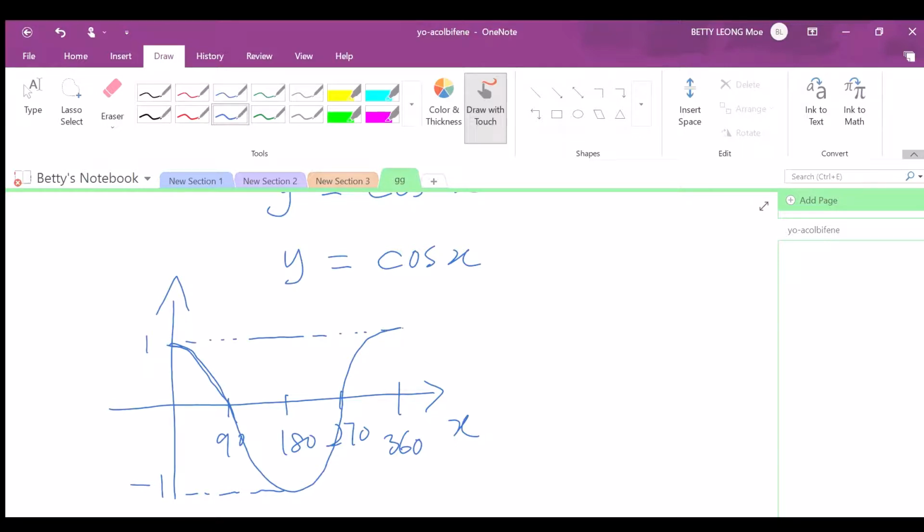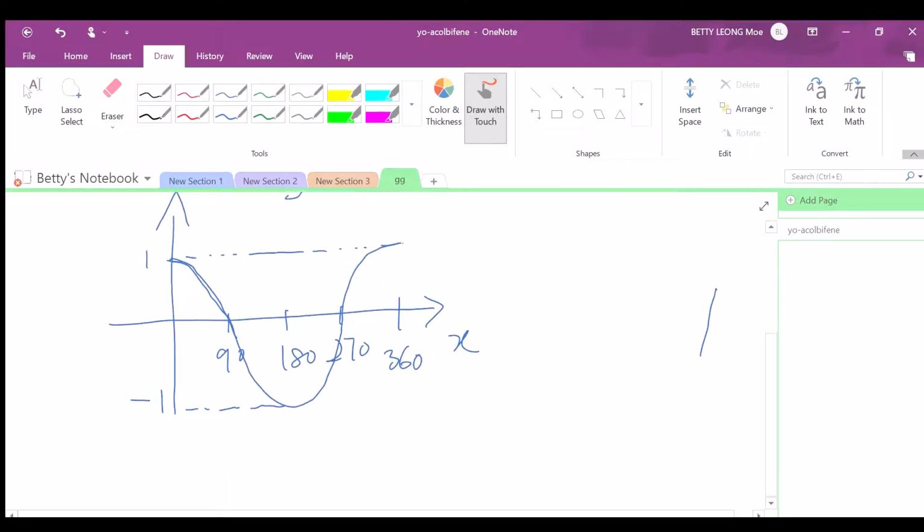So class, this is your complete cycle. What does it mean by complete cycle? It starts with 1 here, and it moves and stops also here at 1. So that is the meaning of complete cycle. So this is the period.